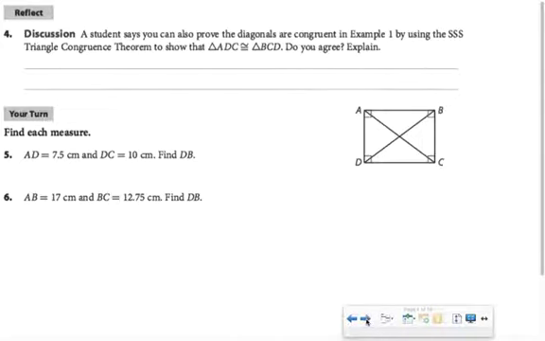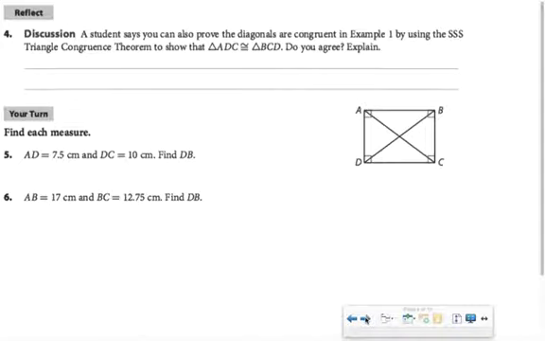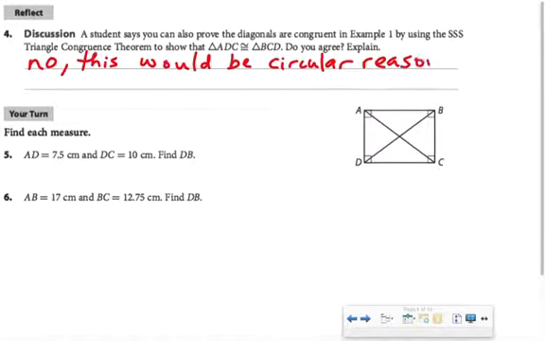The student says that you can also prove that the diagonals are congruent in example 1 by using the side-side-side triangle congruence to show that ADC is congruent to BCD. And as was the case in the last lesson, this is an example of someone using circular reasoning. No, we do not agree. This would be circular reasoning. And remember that circular reasoning is using what you're trying to prove.